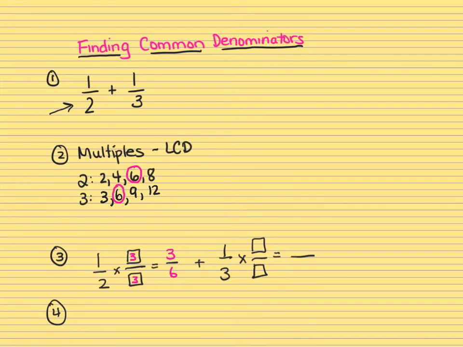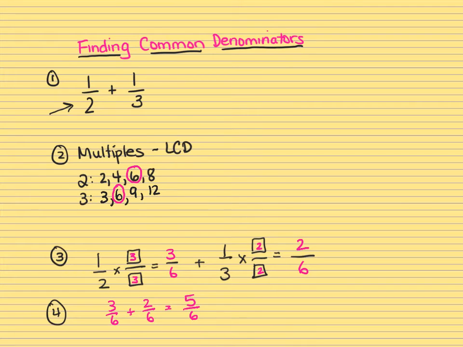It's the same. 1/3, we're going to multiply by 2 over 2 because this is the second multiple for 3. 1 times 2 is 2, and 3 times 2 is 6. Okay, so 3/6 is equivalent to 1/2, and 2/6 is equivalent to 1/3. The final step here is we are going to add 3/6 plus 2/6, and we are going to get 5/6. All right, and this is the lowest possible form that it's in. You cannot reduce that any further.